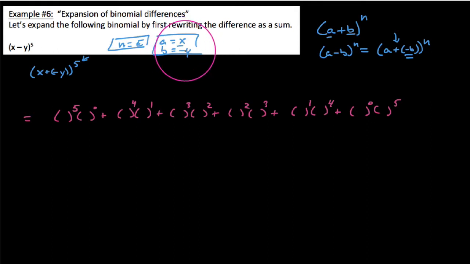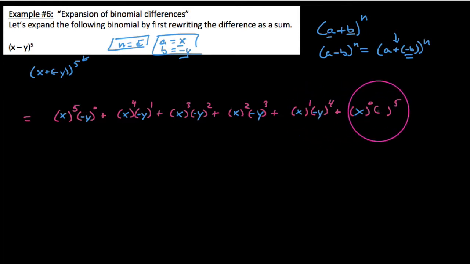Now that we've got this scribbled out, we're going to fill in our terms here, where we know that our first term is an x and our second term is a negative y. So I'm going to write x in all of these first blanks here, and then in the second blank, we're going to write negative y, negative y, negative y, negative y. Thanks for being patient with me here.